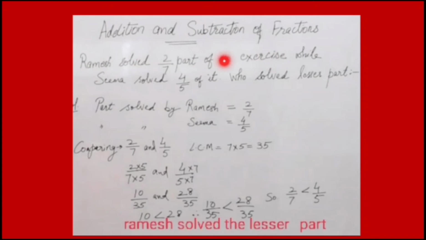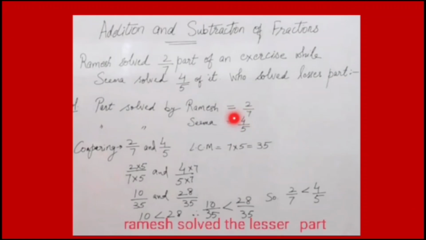In a textbook, we have an example. Ramesh solved 2 by 7 part of an exercise, while Seema solved 4 by 5 of it. Who solved the lesser part? So, let's write down what is given in the question. Part solved by Ramesh. How much part was solved by Ramesh? 2 by 7. Next, part solved by Seema, 4 by 5. Now, we have to compare these two fractions. One is 2 by 7, another one is 4 by 5.